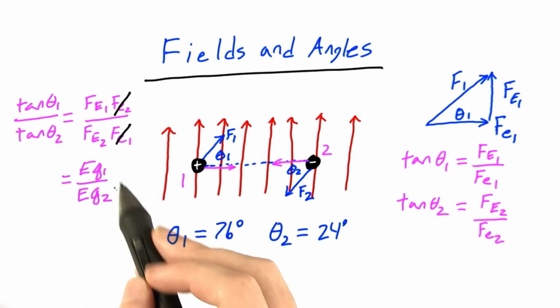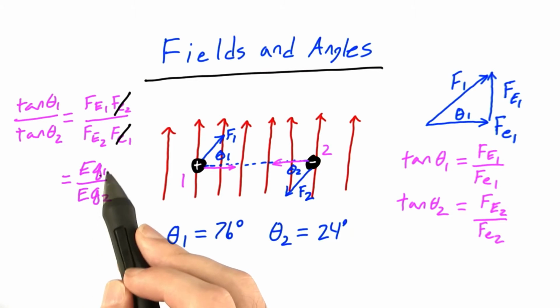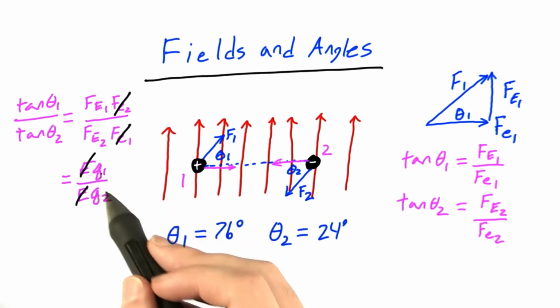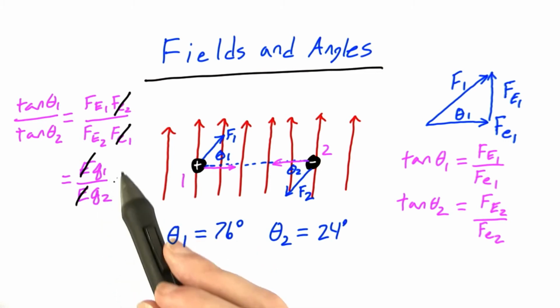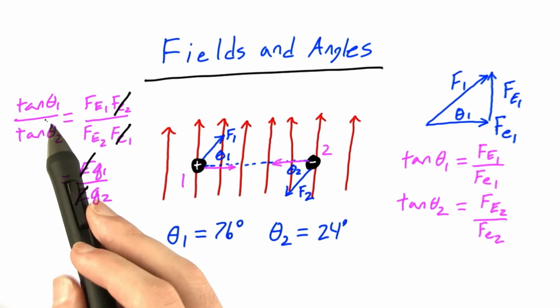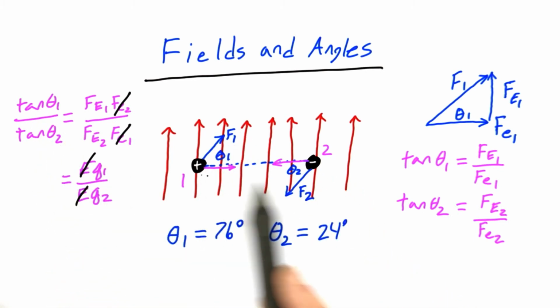And we can always write the forces particles feel from an electric field as just the electric field strength times the charge on those particles. And we see here that the electric field strength will cancel, leaving just the ratio of the two charges. This means that the ratio of the charges on the two particles is exactly equal to the ratio of the tangents of the angles that the net force vectors make with the horizontal.